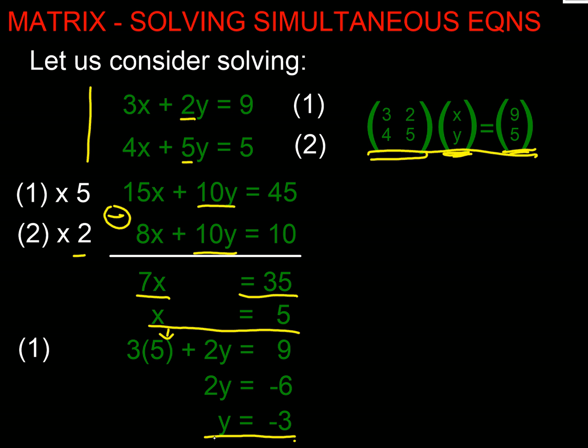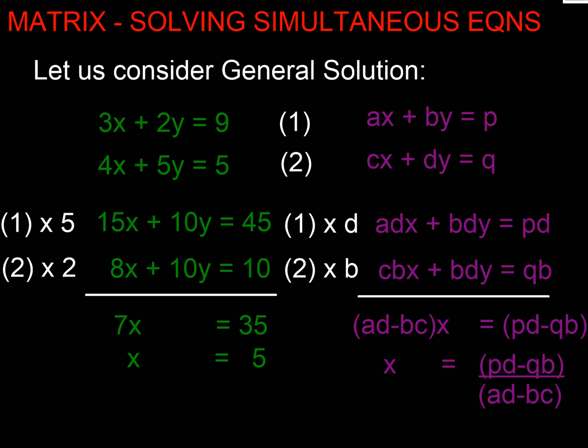Okay, a straightforward piece of solving simultaneous equations through elimination. I'm going to generalize that now, because that will help us find out what our inverse matrix is. So rather than having 3, 2, 4 and 5 here, I've called them a, b, c and d. And for my two constants, 9 and 5, I've called those p and q. So effectively I've got a constants vector there, p and q, and that's going to become important because we're going to use that later.